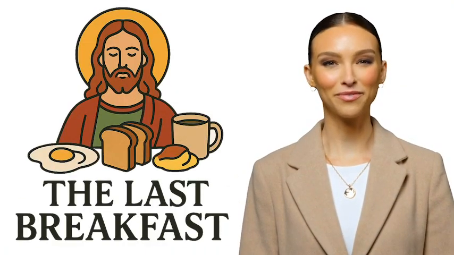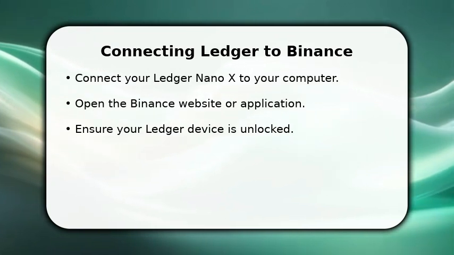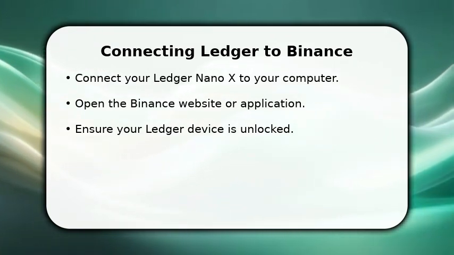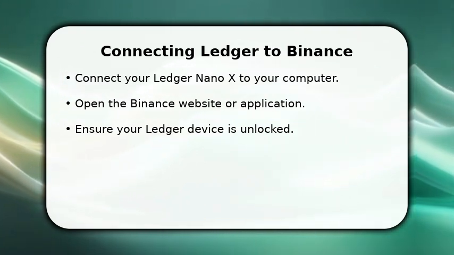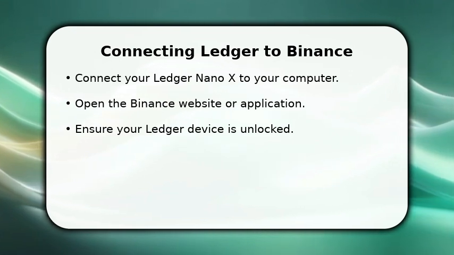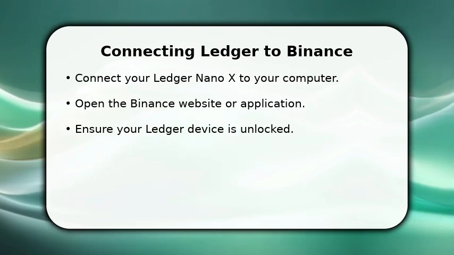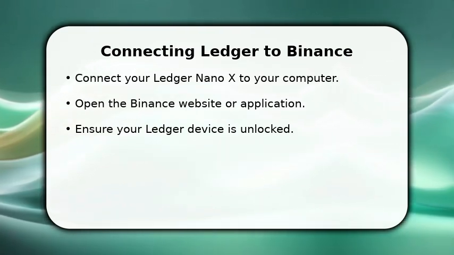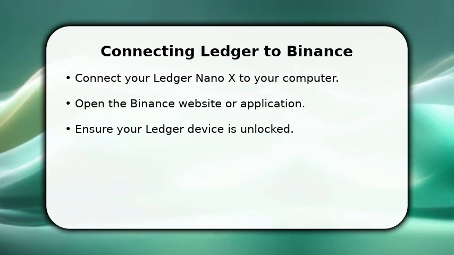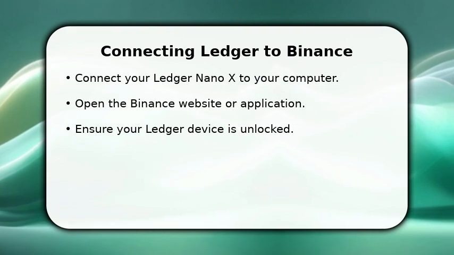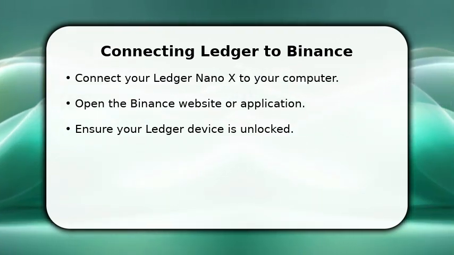Please enjoy the video. In this video, I will explain how to use your Ledger Nano X with Binance. First, connect your Ledger Nano X to your computer using the provided USB cable. Next, open the Binance platform, either through their website or mobile application. Make sure your Ledger device is unlocked and ready. Finally, use Ledger Live to install any necessary cryptocurrency applications onto your device for the assets you plan to manage. This initial setup is crucial for secure transactions.